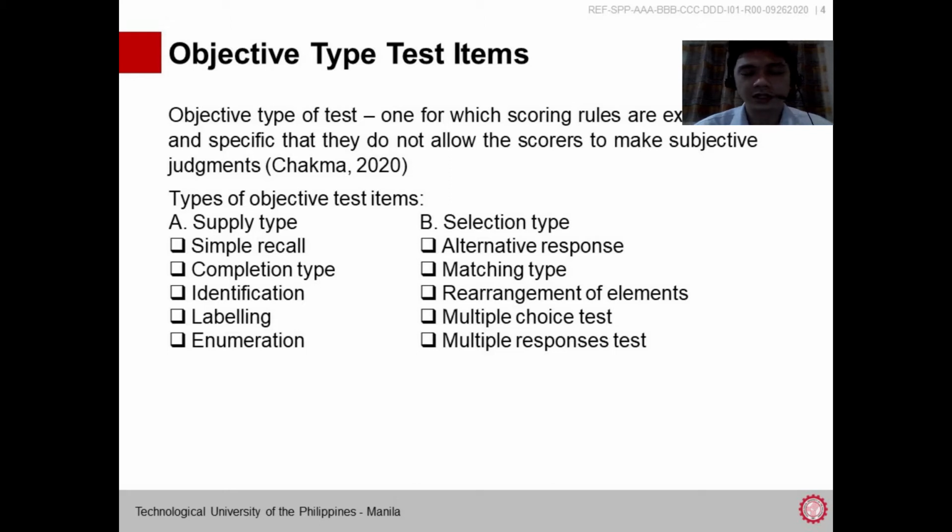Merong dalawang type ng objective test items. Ito ang supply type at ang selection type. Kapag sinabing supply type, ang students ay magsusupply or mag-identify ng sagot at ito ay walang choices, walang options. Samantalang sa selection type naman ay mayroong option ng student na pagpipilian. Ang mga supply type na test item ay simple recall, completion type, identification, labeling, enumeration. Ang mga selection type naman ay alternative response, matching type, rearrangement of elements, multiple choice test, at multiple responses test.